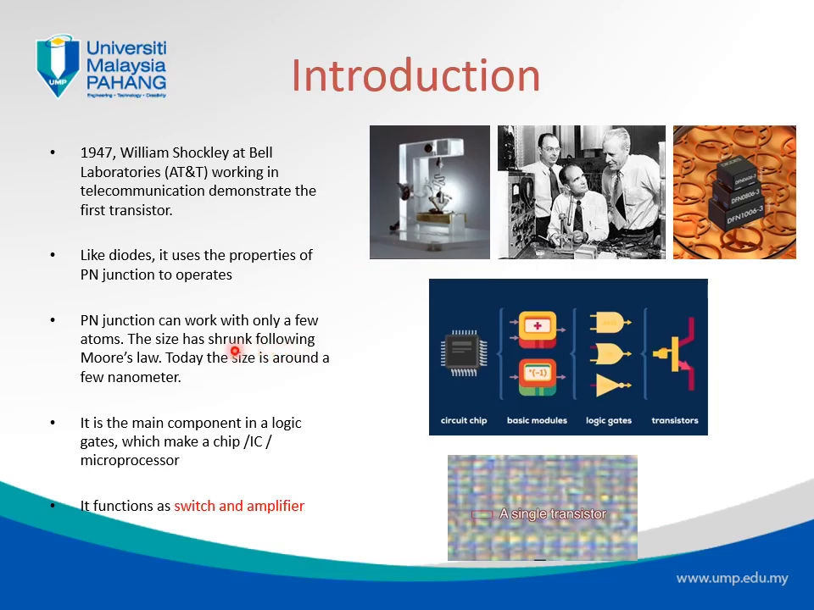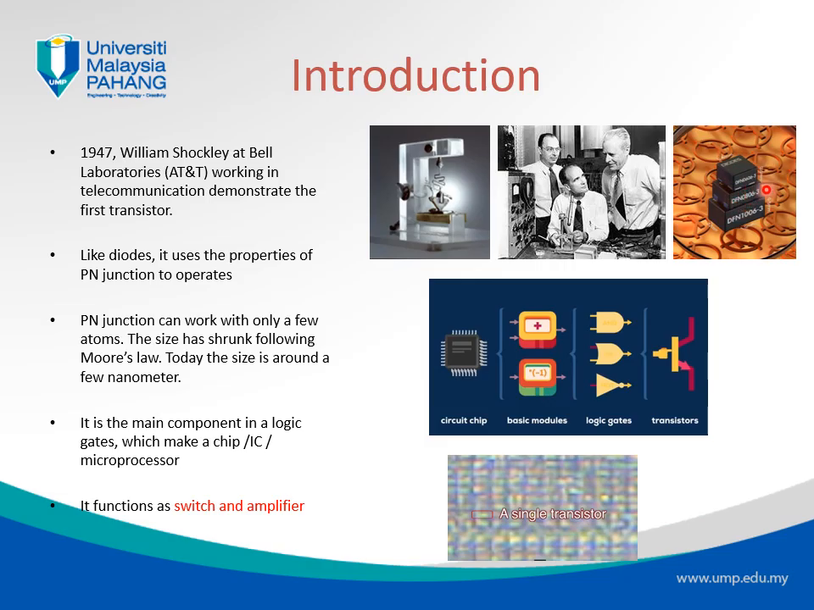So today, what happened is basically the prediction of Moore's law. A PN junction can work with only a few atoms. It doesn't need a very large dimension for the P region and N region. So today's size of a transistor has been reduced to a few nanometers, right?